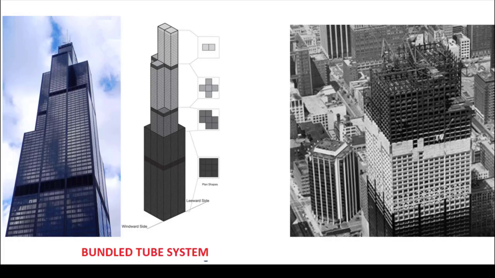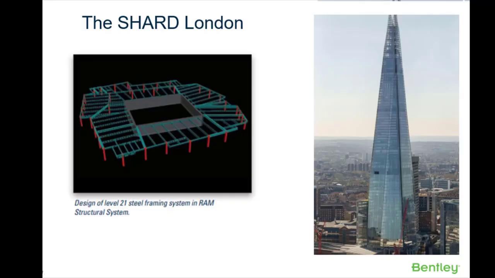Now, this is a very famous building, the Shard, London. As you can see, one of the floor plans is shown on the screen. This structure has been designed in RAM structural system. Now you can see that all the peripheral members are assigned as the lateral framing system.